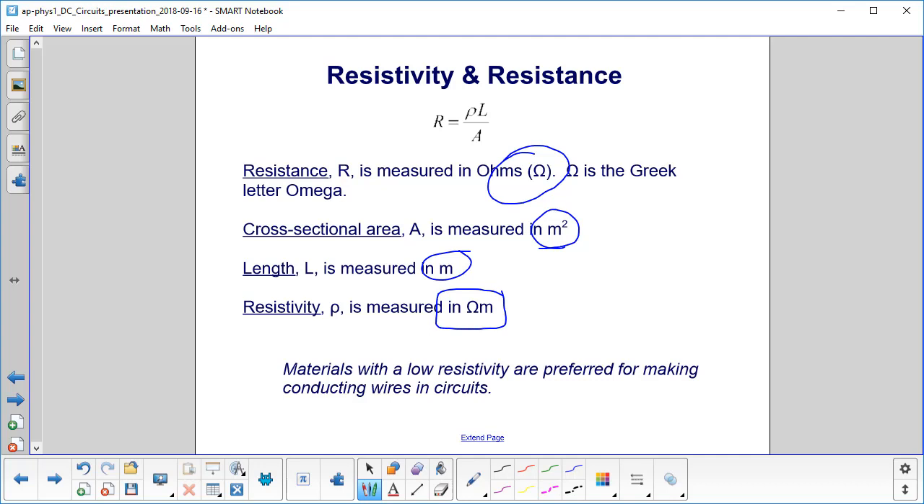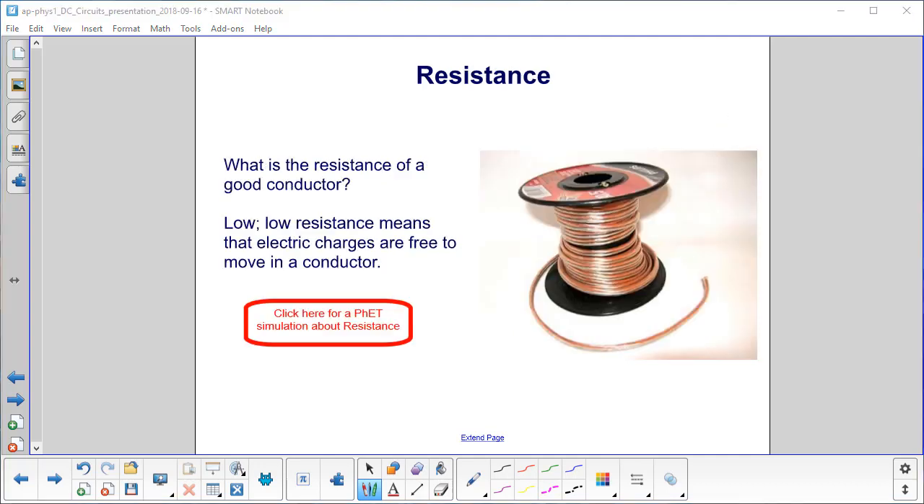Materials with a low resistivity are preferred for making conducting wires. Why? Well, we're going to want the maximum current for a given voltage applied because we want to do a lot of work with it. So low resistivity means more of that energy goes into our vacuum cleaner or light bulb and less goes into heating the wire that connects them. That's just wasted energy from our point of view. So what is the resistance of a good conductor? Low. Low resistance means that electric charges are freer to move in the conductor.